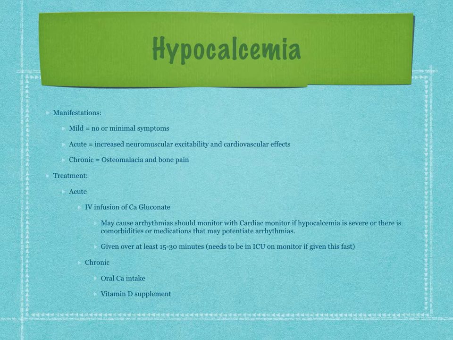The treatment for acute hypocalcemia is an IV infusion of calcium gluconate. Calcium gluconate is a little safer than calcium sulfate. It may cause arrhythmias, so that you should be monitored with a cardiac monitor if the hypocalcemia is severe, or there's comorbidities or medications that can potentiate arrhythmias. It's usually given over at least 15 to 30 minutes, and the patient really should be in the ICU on a monitor if it's given that quickly. Otherwise, we look at it given over an hour or two, sometimes even 3 or 4 hours.